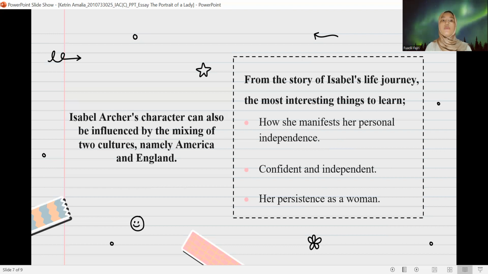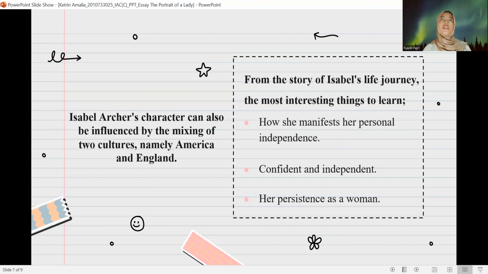But from the story of Isabel's life journey, the most interesting things to learn, I have included three things. The first one is how she manifests her personality. From the start of the story, she rejected two good men and married the man she wanted, even though her choice was wrong.